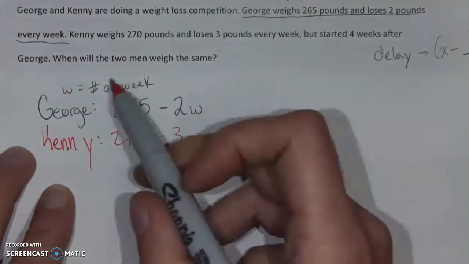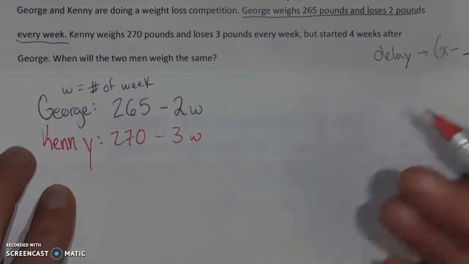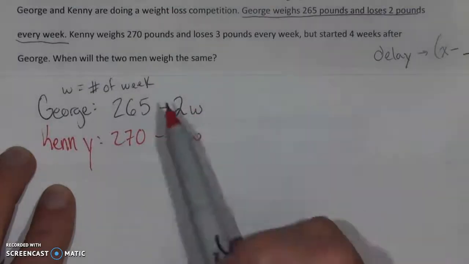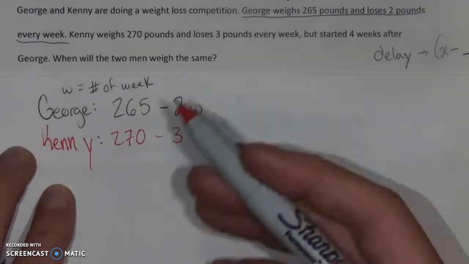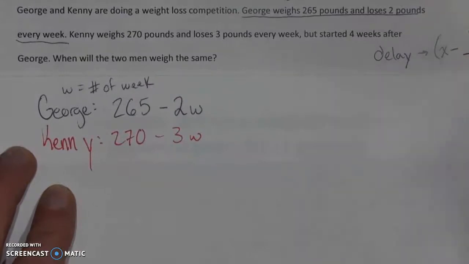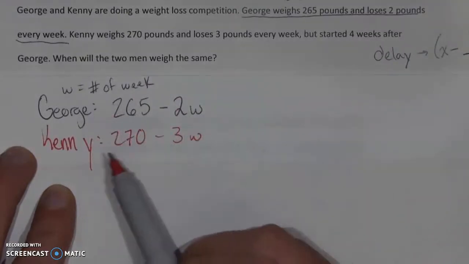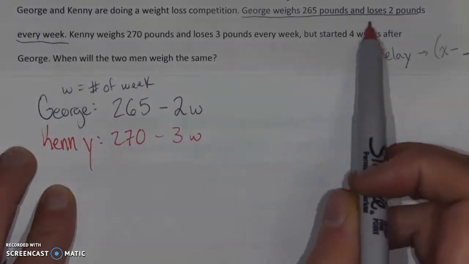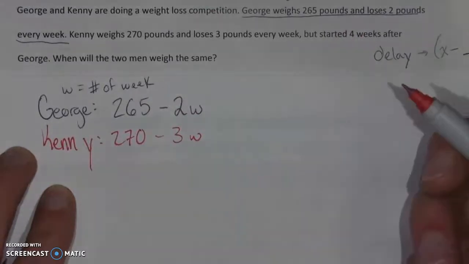Now that leads us to a bit of a problem because I know that weeks here should be the number of weeks passed, but I want them to refer to the same thing. I don't want to have to put different numbers in. Let's say I was asking, can we have an update 10 weeks in? Well, George has been doing this for 10 weeks. How long has Kenny really been doing it? Well, he's been doing it 10 weeks minus the 4 weeks that he was delayed. So he's actually been doing it for 6.